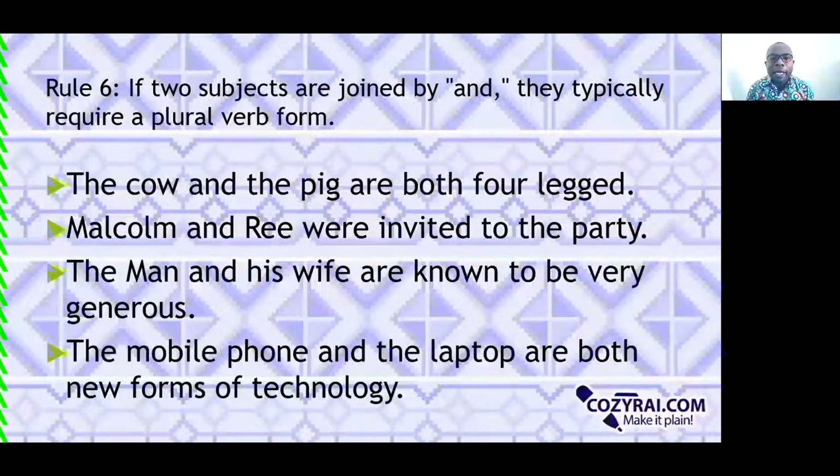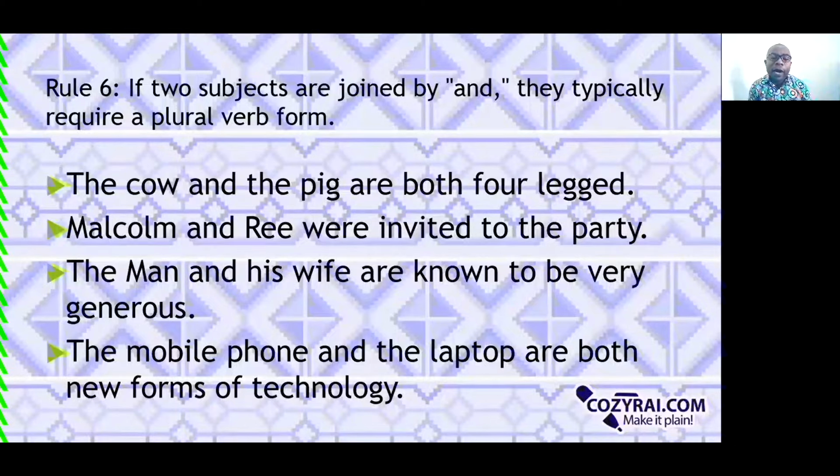If two subjects are joined by and, they typically require a plural verb form. So and, they typically, which means there will be exceptions as we look ahead. So example 1, the cow and the pig are both four-legged. The cow, the pig, joined by and. So the verb is are.